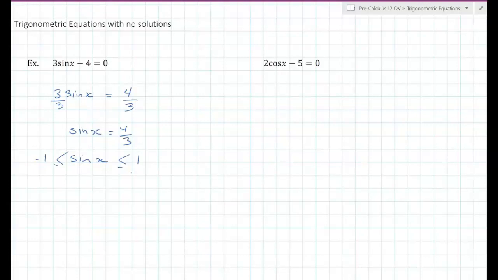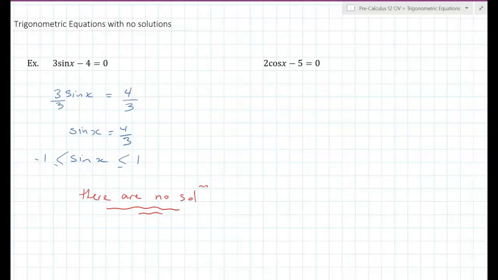So there are no values of sine of x that are greater than 1, and that means there are no solutions to this equation. Okay, no solutions, as simple as that. You just stop. There are no values of theta or x in terms of angle that give you 4/3 for the value of the function.